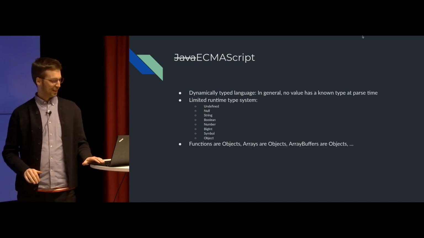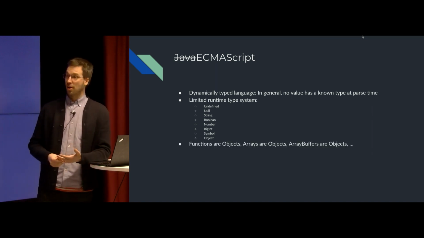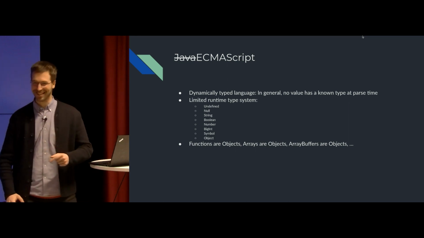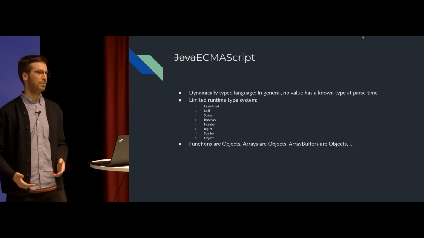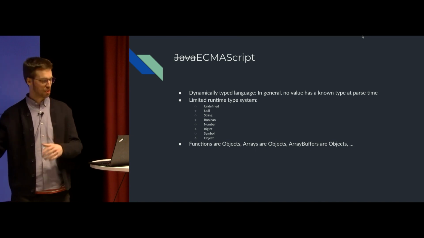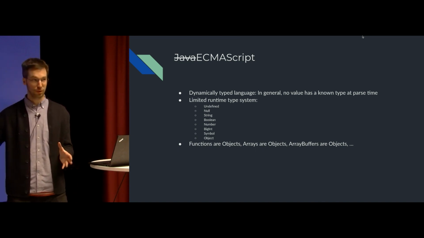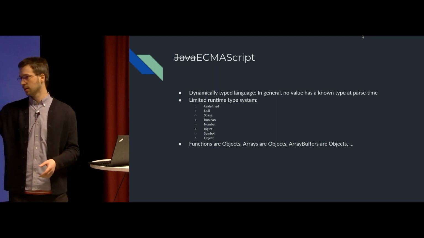Okay. But yeah, so there are no objects because functions are objects. Aha! You didn't see that coming. No, yeah. So functions are objects. Arrays are objects. Array buffers, so that's like your normal vector. You would think like a vector of U8s. That's an object.